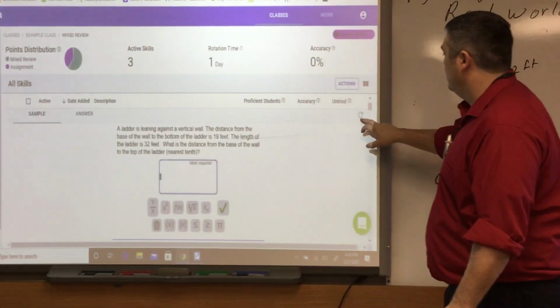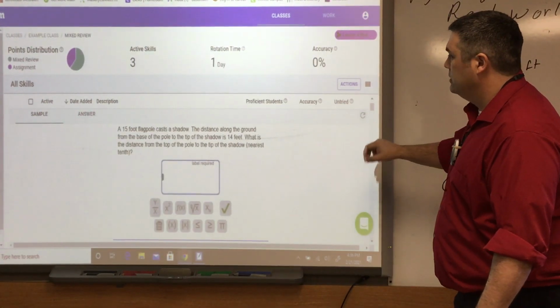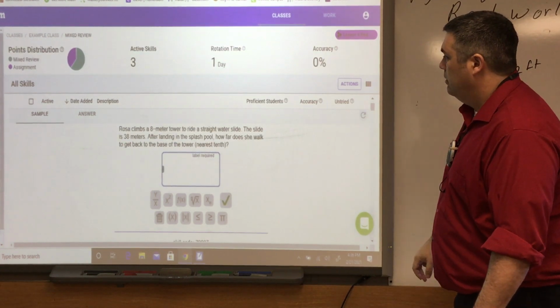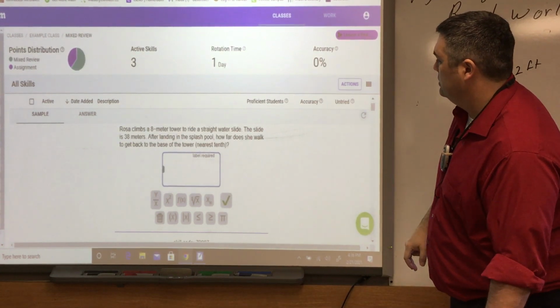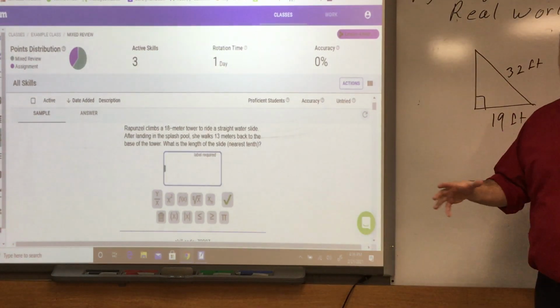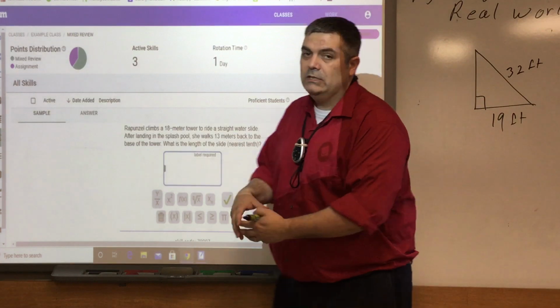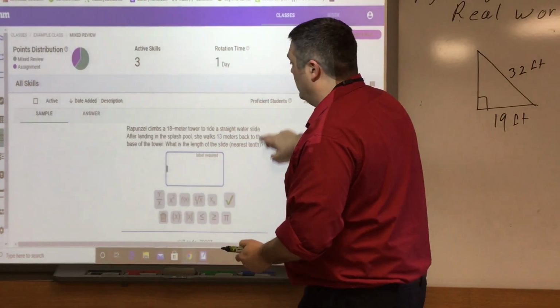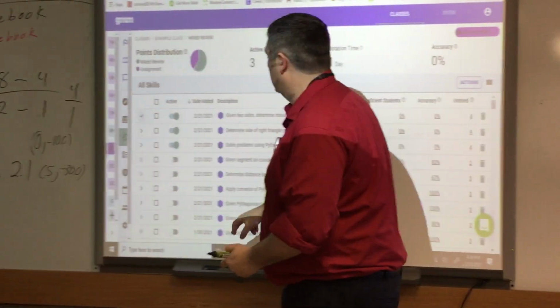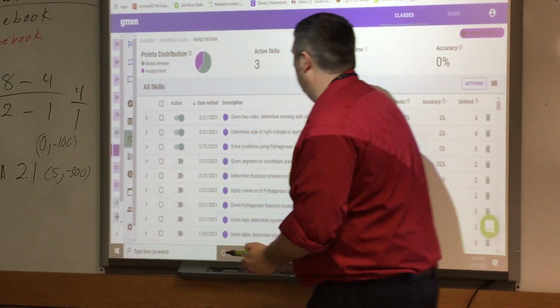Okay, so we did a ladder, we did a shadow question, there's another shadow question, another tower question, yeah, slide, yeah, we're looking good, okay. So that's what there is for this. Be careful when you read through these, watch what's going on. We got one more to look at, and this one's a little bit trickier.